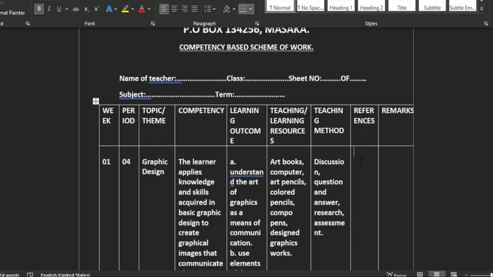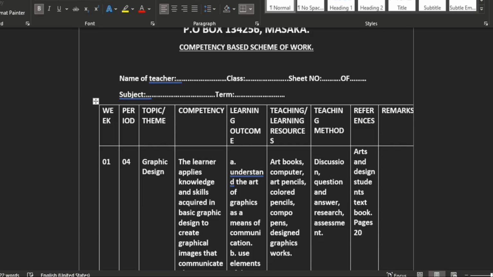Then the references, I told you about the references. So research, assessment. Then let's go to the references. On the references, let's say I always use these arts and design textbooks for the learners. So for this topic of graphics design, I use the arts and design textbook, students book 2. Then you can also include the teacher's guide and all other references that you have, right? You can also include all of that.